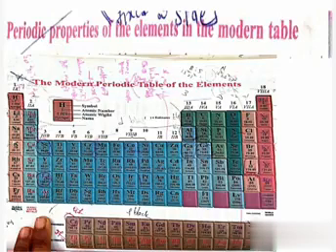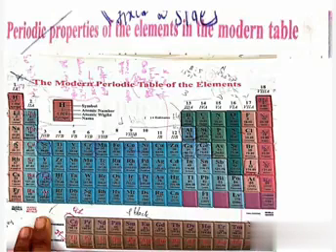Boron has atomic number 5. Its electronic configuration is 1s2, 2s2, 2p1. Here 2 is the second shell. How many electrons are there in it? 2s2, 2p1 means 3 electrons are there, like the third group.